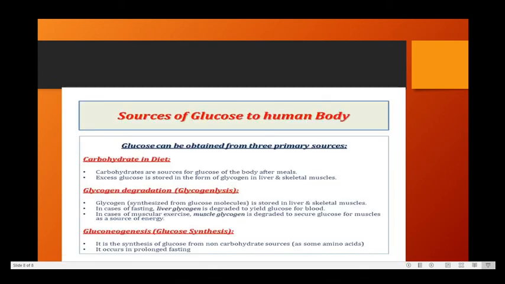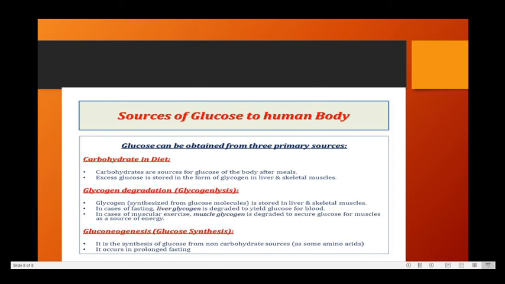So here there are some sources of glucose for the human body. Glucose can be obtained from three primary sources. So the first source is the diet. Carbohydrates are the main source of glucose for the body after a meal. Excess glucose is stored in the form of glycogen in the liver and skeletal muscle.